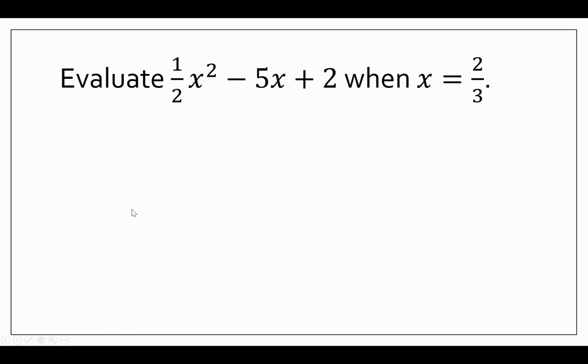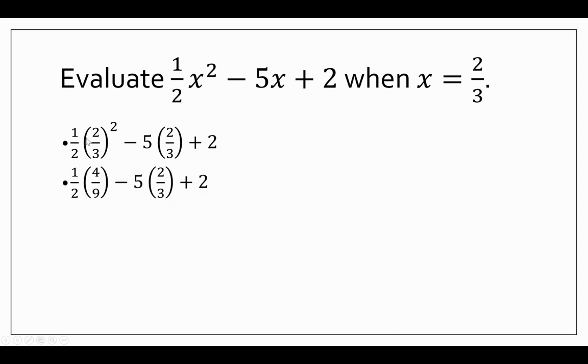Next, evaluate 1/2 x squared minus 5x plus 2 when x is equal to 2/3. So as we look at this problem here, 1/2 times 2/3 squared minus 5 times 2/3 plus 2. When we do this math here, we have to do the squaring first. So 2/3 squared is going to be 4/9. So we rewrite it again. And as you're doing your problems, you're going to have to rewrite these because this is the best method to keep track of everything.